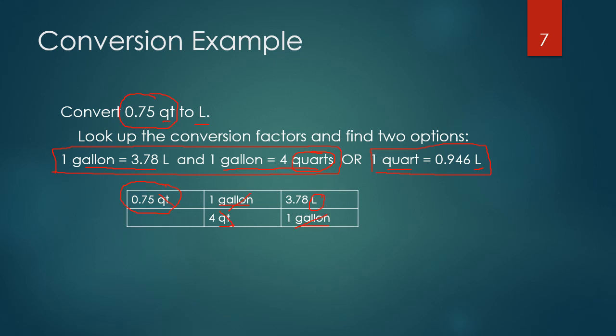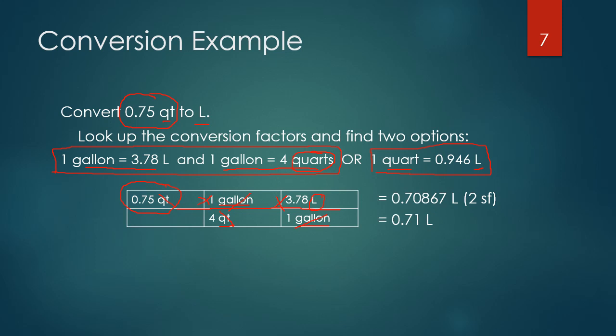Now remember, these vertical lines are multiplication signs, so I'm multiplying across. So I'm going to take 0.75 times 1 times 3.78. I am then going to divide it by whatever's in the denominator. So in this case, 4 times 1. The answer that comes out on my calculator is 0.70867 liters.